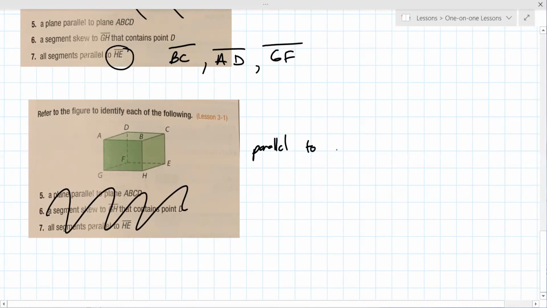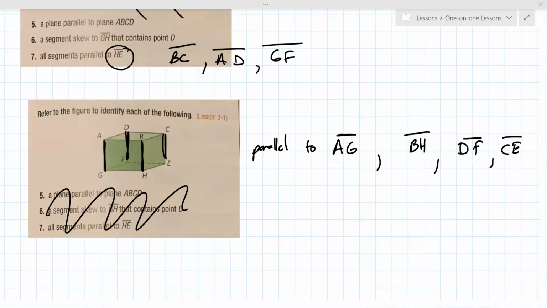So let's say parallel to AG. So here's AG. Can you give me just one that's parallel to AG? BH? Did you say B followed by H? Yes, that's a good one. Give me another one here. DF and CE. DF and CE, good. So they all sort of look like they're the posts here for this.